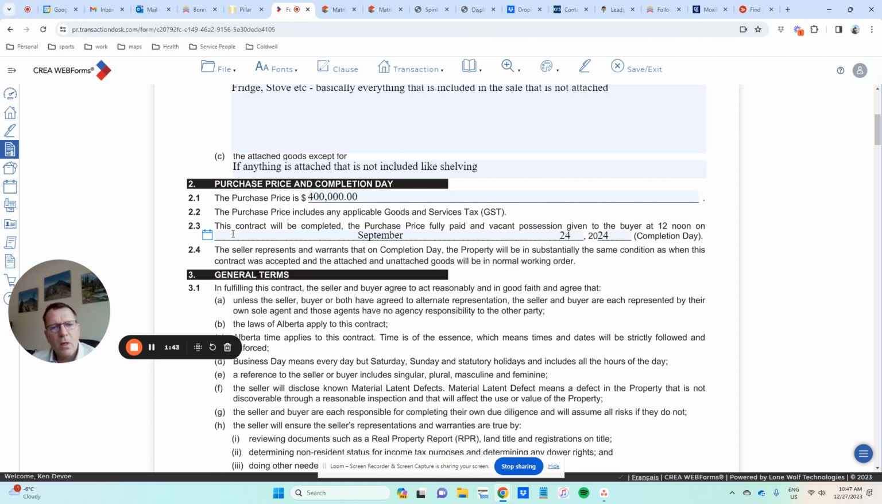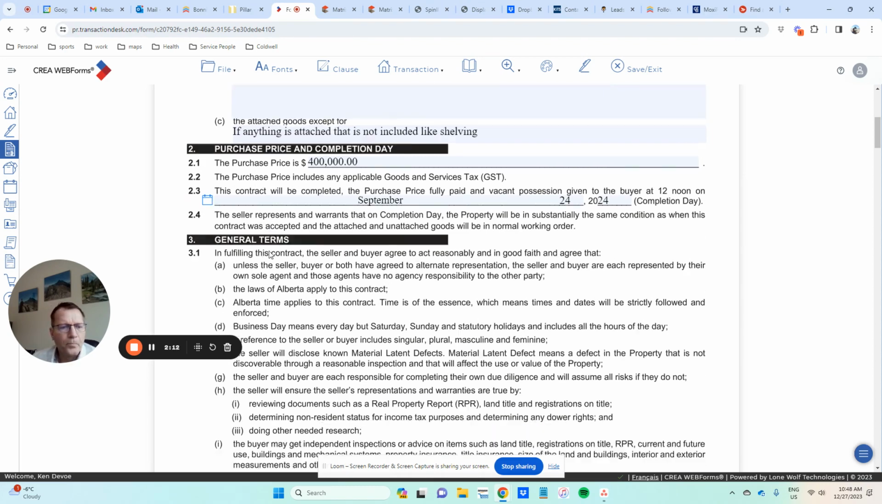Section 2 has to do with the purchase price and the completion date. So say you're buying a house and it's listed at 410,000 and you are willing to offer 400,000, that number would go in there. And with a resale property, the purchase price includes any applicable GST. And then Section 2 also talks about the possession date, the day you're going to get possession of your house. And the house has to be in substantially the same condition as when we viewed it.